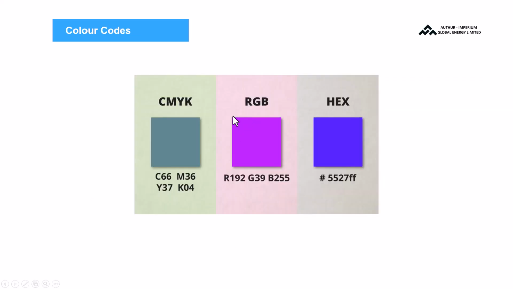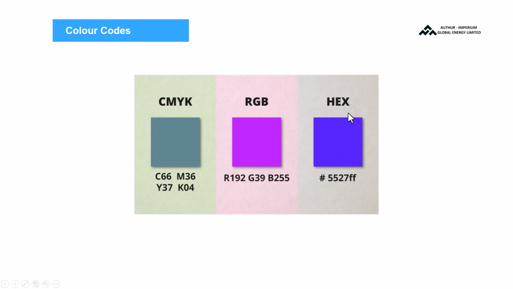All right, so another very important thing you need to understand is color codes. For CMYK, colors are represented with values, or in computers in general, colors are represented with numbers. So for CMYK, this color is C66, M36, Y37, and K04. For RGB, you have R192 for this color, G139, and B225.